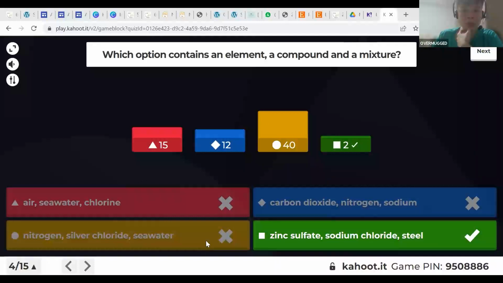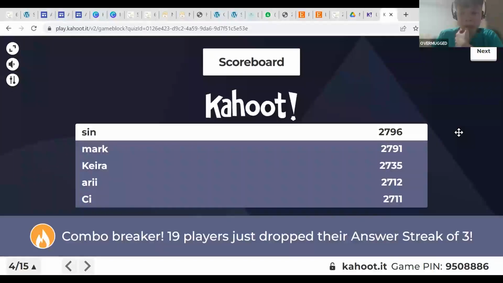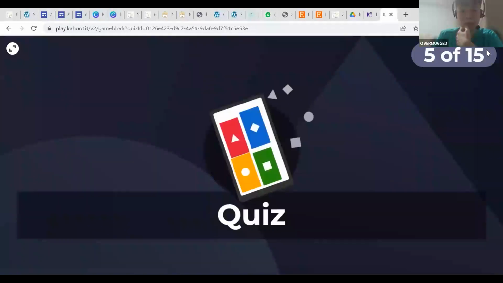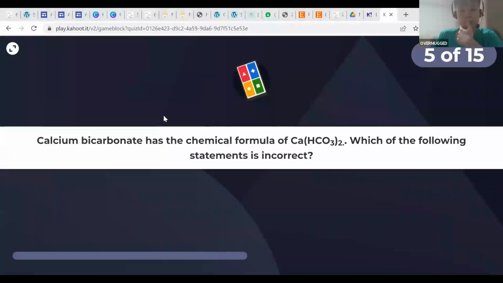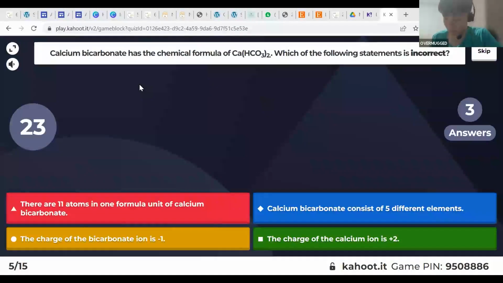Okay, most of y'all got it. I will check the score later, so don't worry about it. Let's go. Who got it? The top few not affected. How y'all choose so fast? The link.